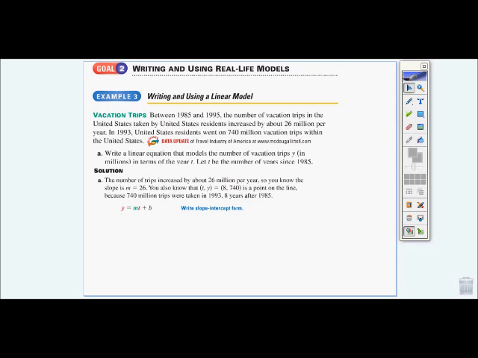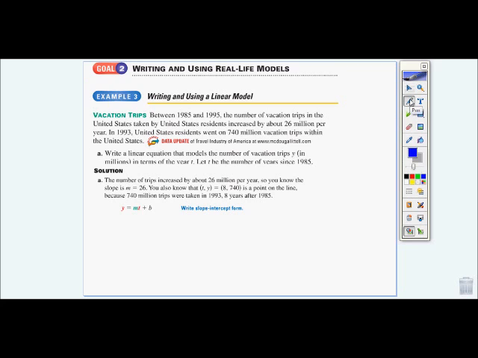In 1993, United States residents went on 740 million vacations within the United States. That's our constant term. So when we try to write this equation, it says write a linear equation that models the number of vacation trips in millions in terms of year t, and let t be the number of years since 1985.